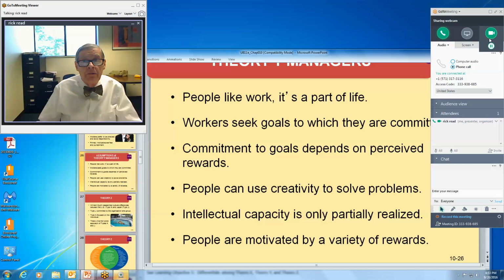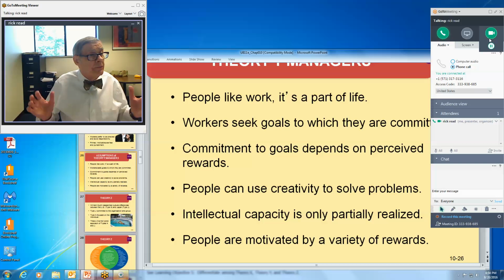Theory Y is just the reverse. It says that people like work, and work is a normal piece of life, just like leisure time and things of that nature. That workers want to be challenged, that they will work toward goals that they think they can achieve. They'll work toward goals that they think are tied to adequate rewards. We'll talk about that in equity theory a little bit later on. They use their creative juices to solve problems, and they're motivated by a variety of rewards.